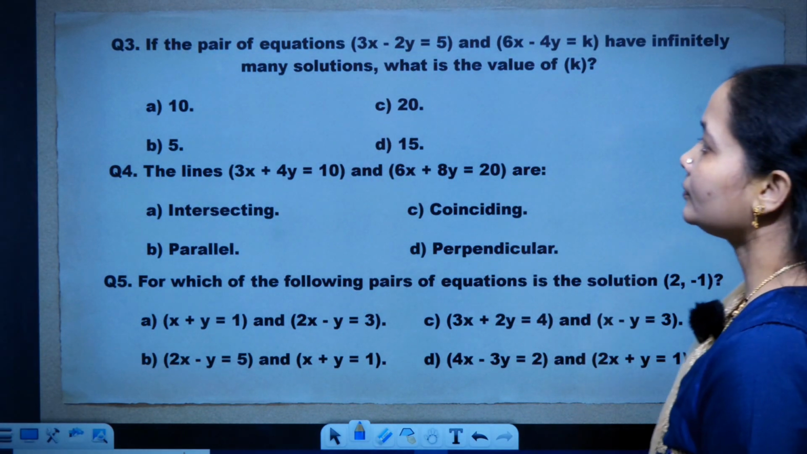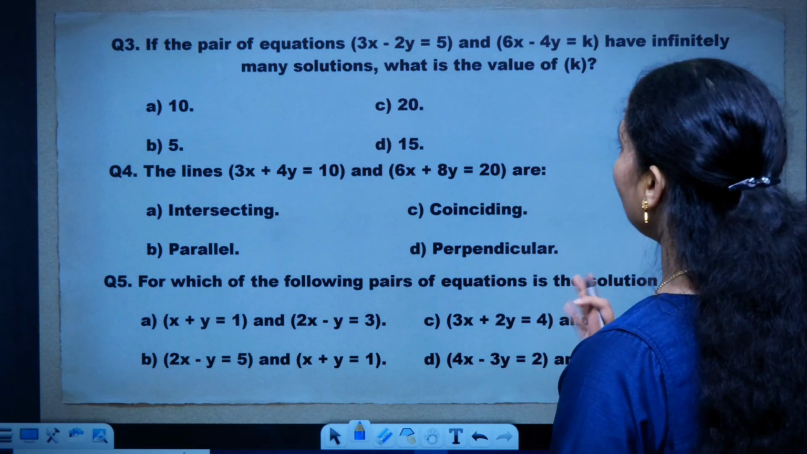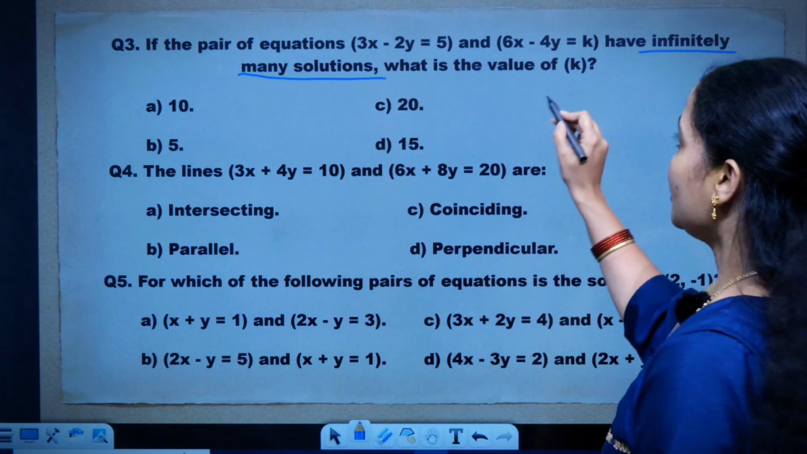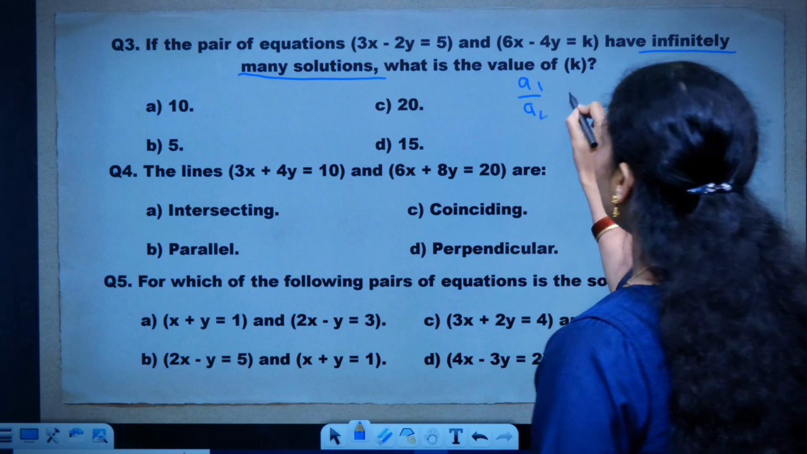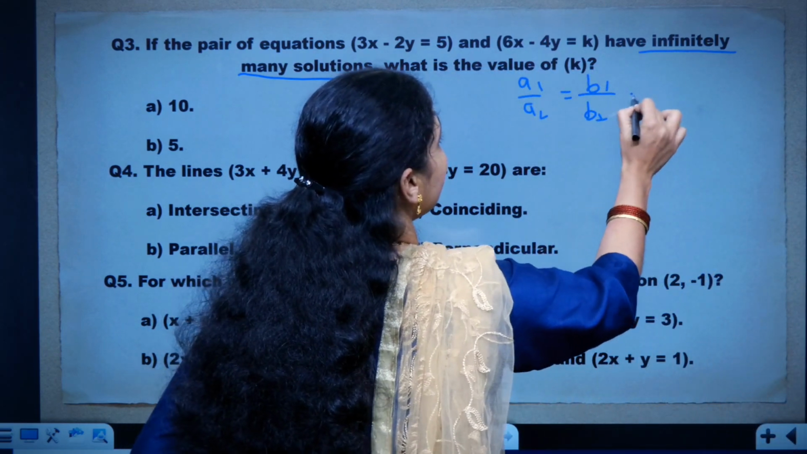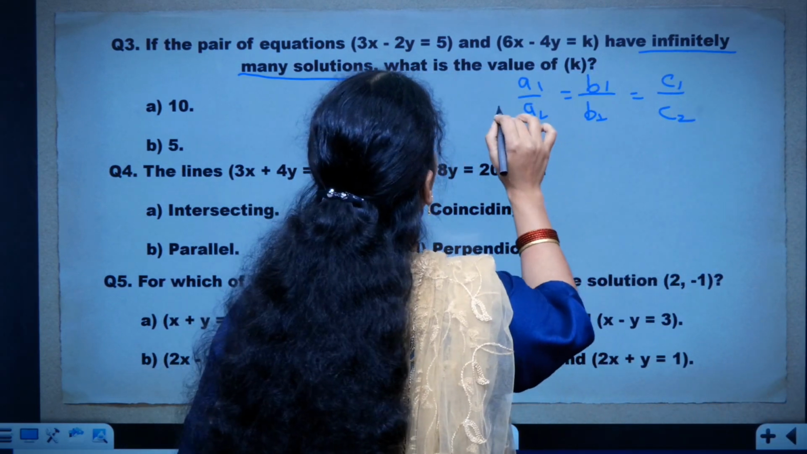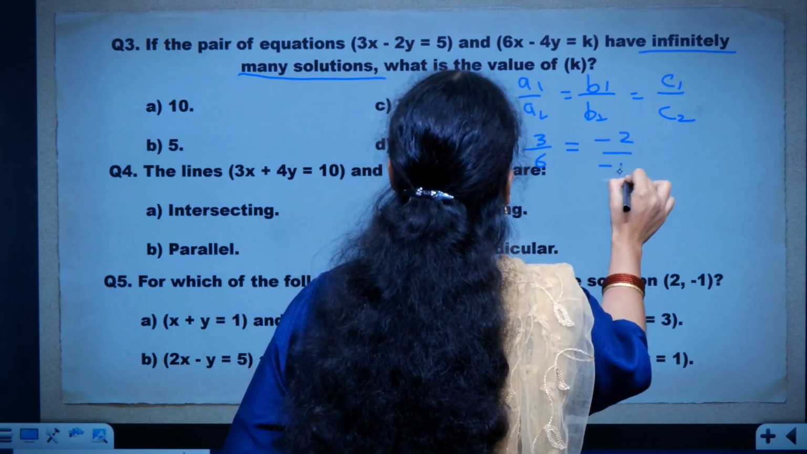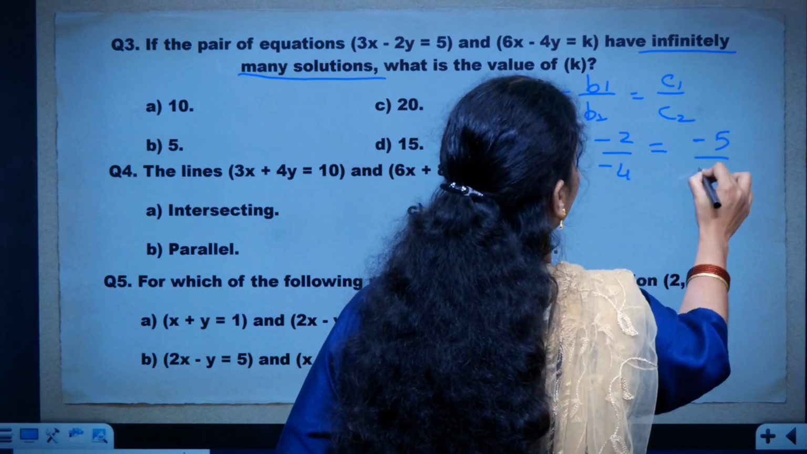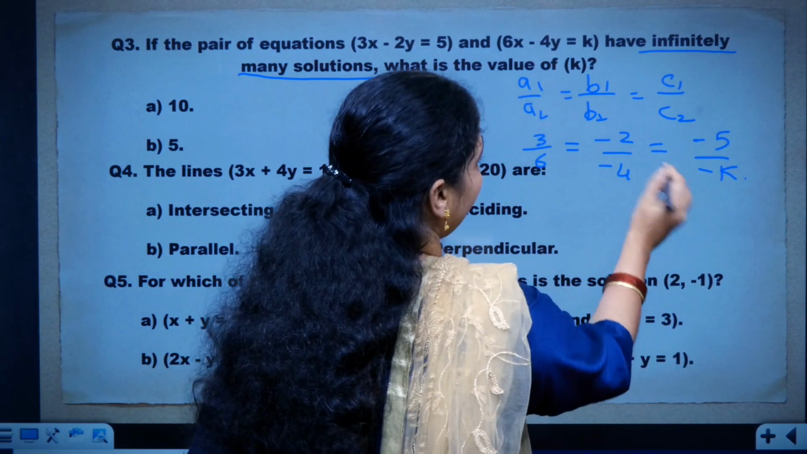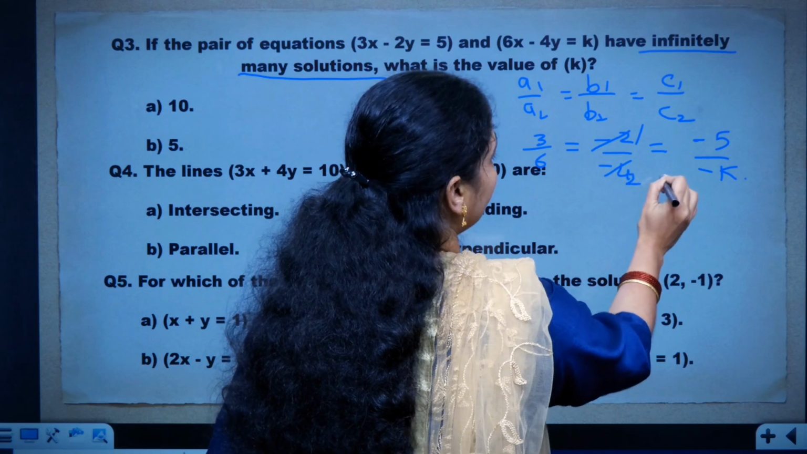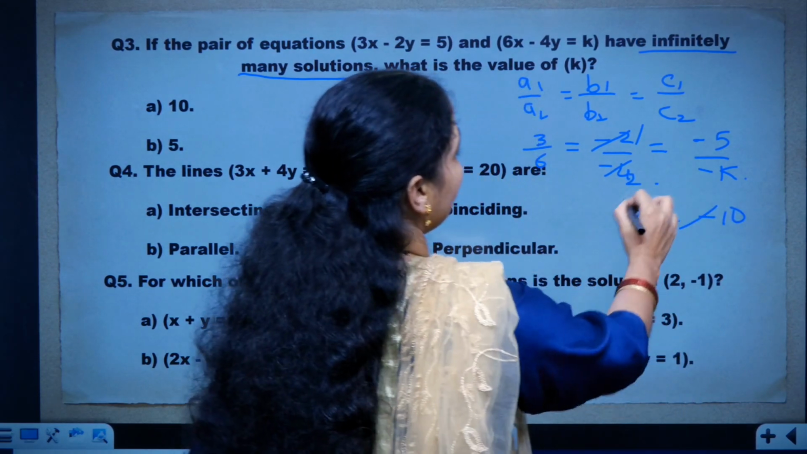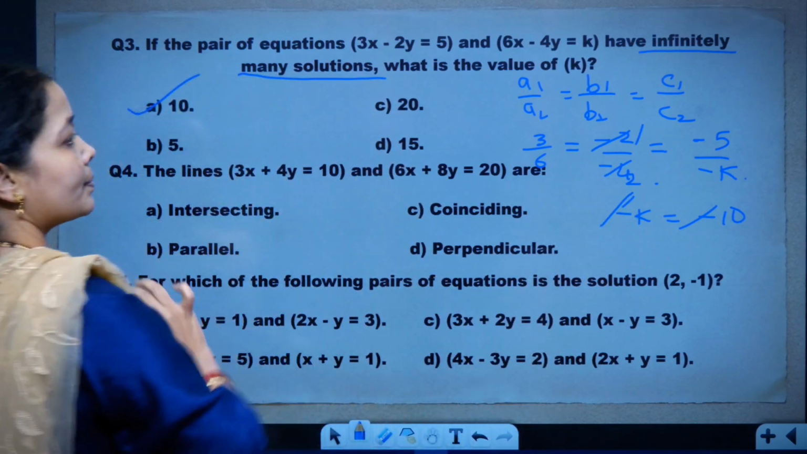Moving to the third one. If the pair of given equations has infinitely many solutions, the criterion for infinitely many solutions is a1 by a2 equal to b1 by b2 equal to c1 by c2. Quickly substituting, 3 by 6 equal to negative 2 by negative 4 equal to negative 5 by negative k. I have to find the value of k. Therefore this is 1 is to 2, so I'll flip it: minus k equal to minus 10. The negatives cancel. My value of k is 10, which is option A.